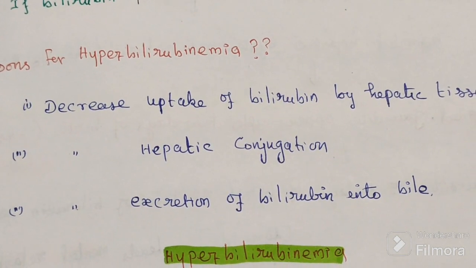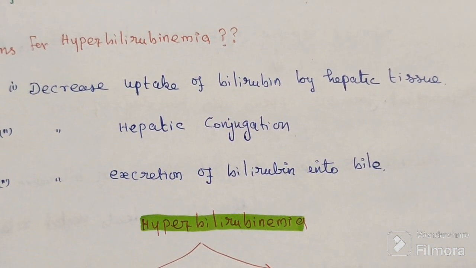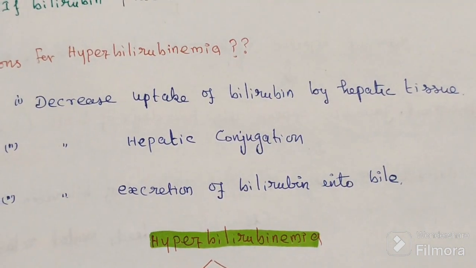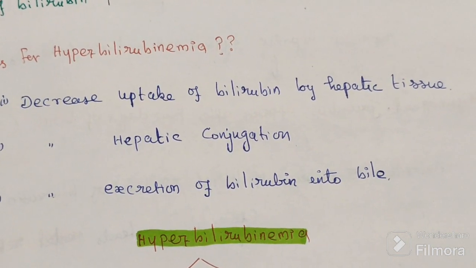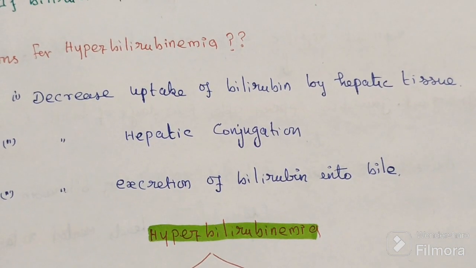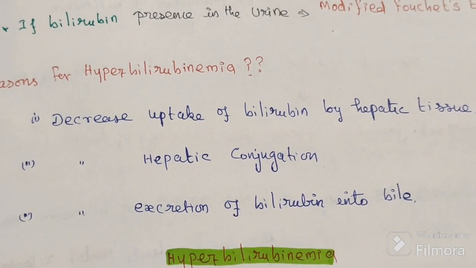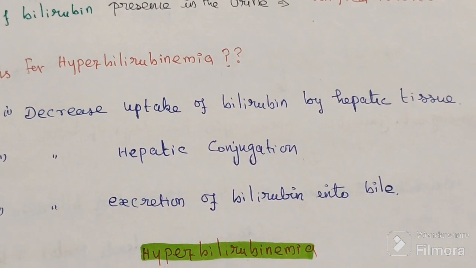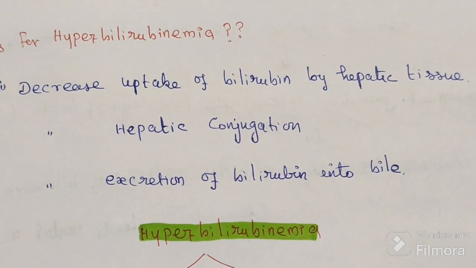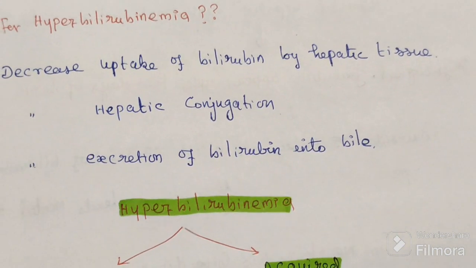Hyperbilirubinemia can occur due to increased production of bilirubin for various reasons. What are the reasons for the hyperbilirubinemia condition? Decreased uptake of bilirubin by hepatic tissue, decreased hepatic conjugation, and decreased excretion of bilirubin into the bile.